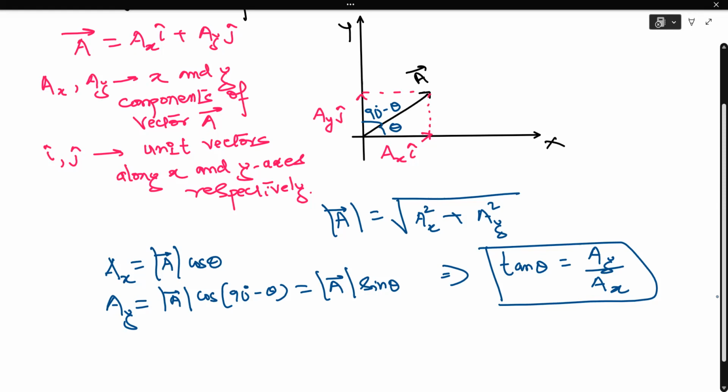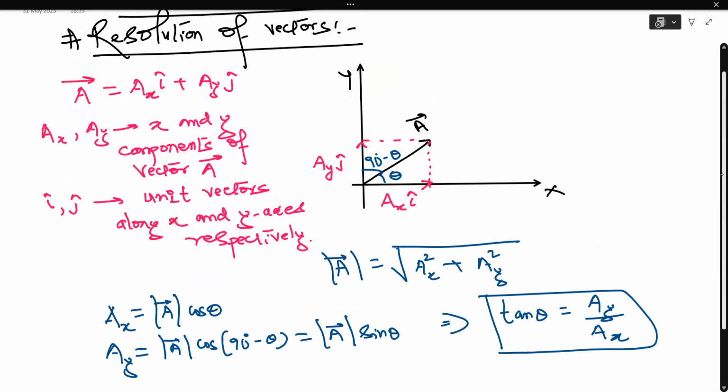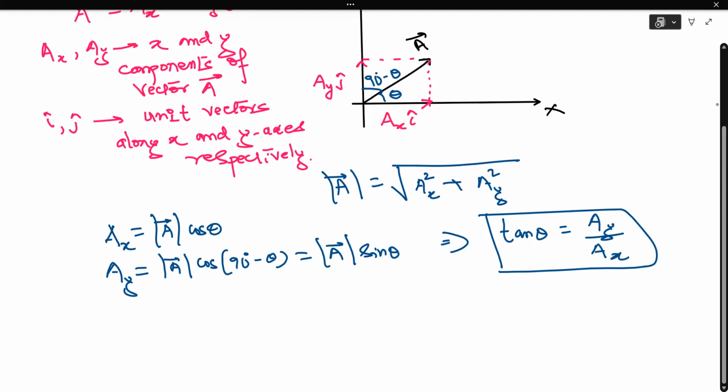So let us see how we can analyze motion of a projectile using resolution of vectors and the idea of motion in a straight line. Motion in a straight line we already know. Yes or no? What is velocity? What is acceleration? Right? How we write the equations of motion and all that. So now, before we go to use of resolution of vectors in projectile motion, let us have a quick recap of equations of motion.